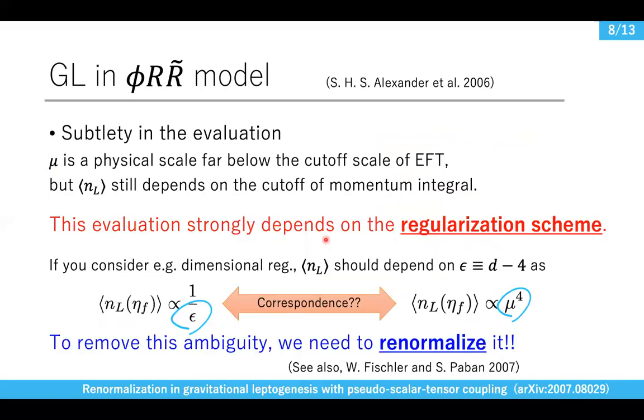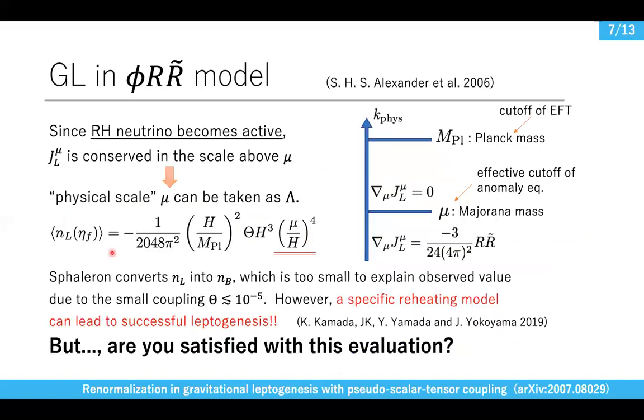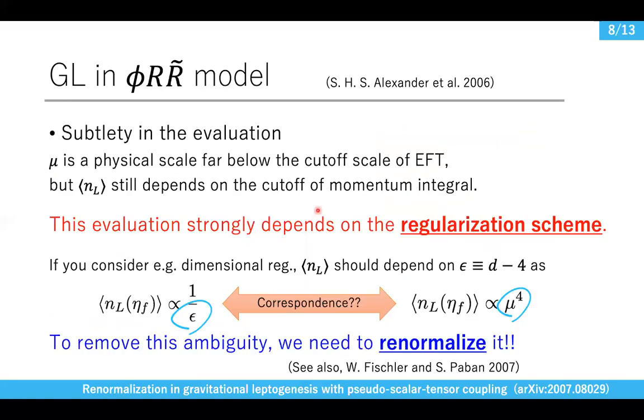So this is the reason why in the previous work, this mu dependence of the lepton number is considered to be valid. However, nevertheless, this lepton number still depends on the cutoff of the momentum integral. In this sense, you can say that this evaluation strongly depends on the way you regularize the quantum fluctuation. For example, if you consider dimensional regularization, this n should depend on 1 over epsilon.